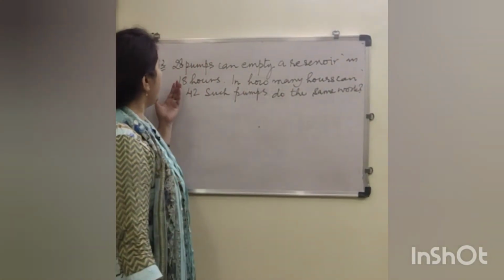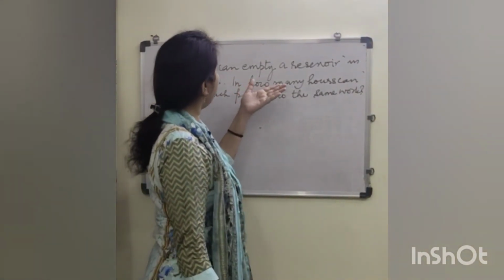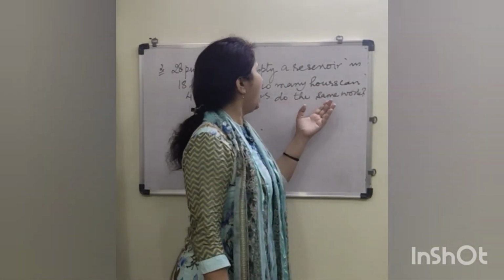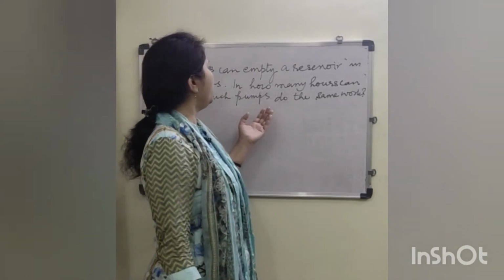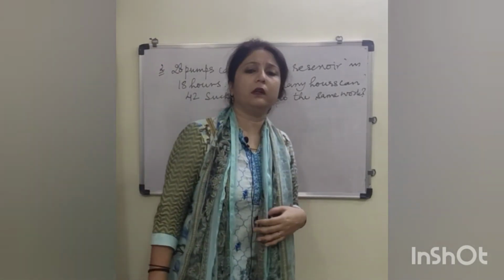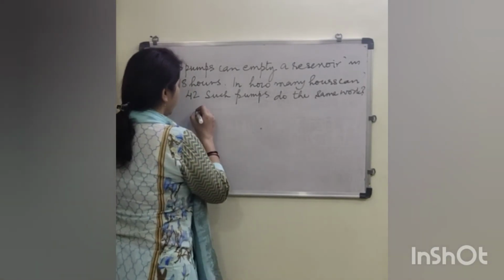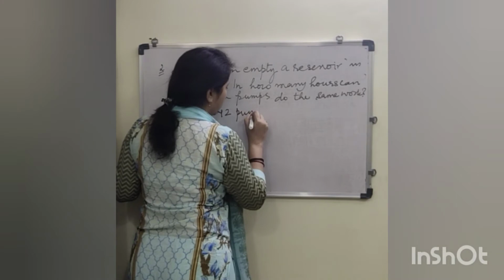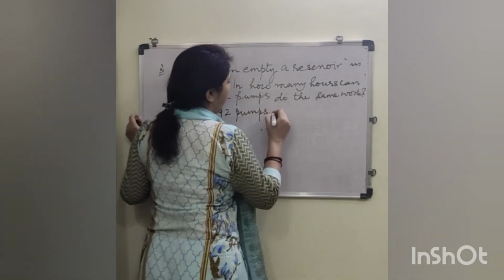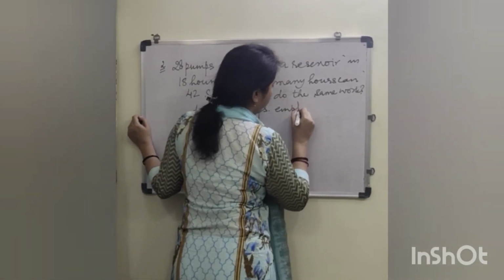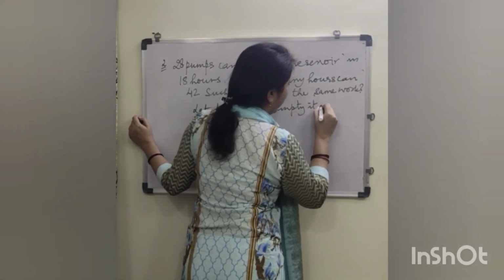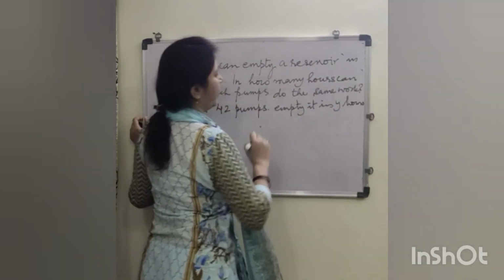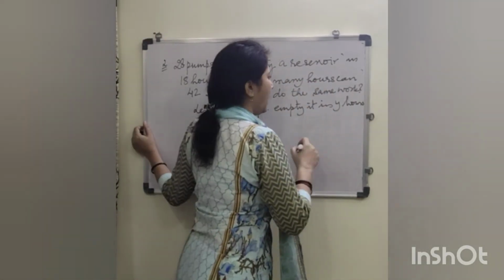Here is another question. 28 pumps can empty a reservoir in 18 hours. In how many hours can 42 such pumps do the same work? So let 42 pumps empty it in Y hours. I have taken it in Y hours.